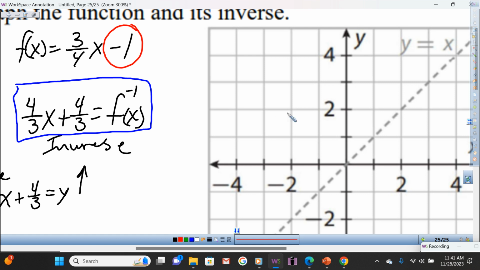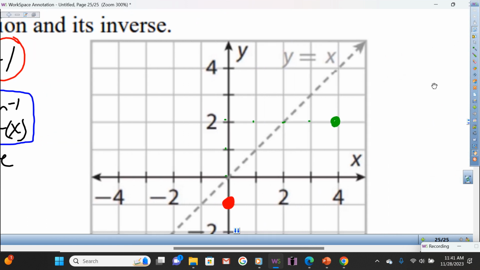Yes, at -1. -1 is right there. And then, what is our slope, Brandon? Up 3 and 4 to the right. That is correct. Up 3, 1, 2, 3, 4 to the right, 1, 2, 3, 4. Let me do it again. Up 3, 1, 2, 3, 1, 2, 3, 4.